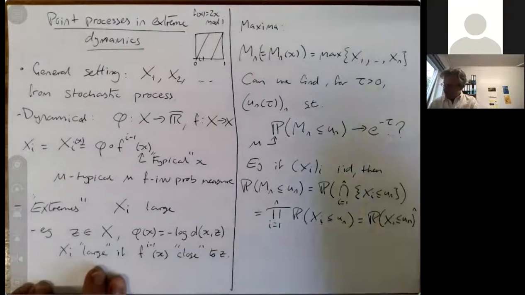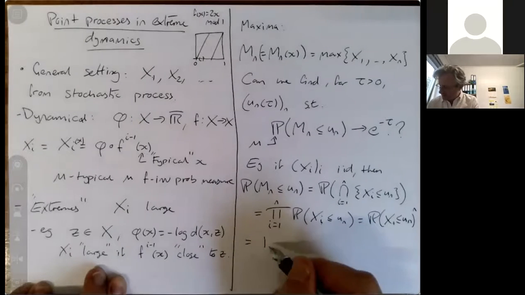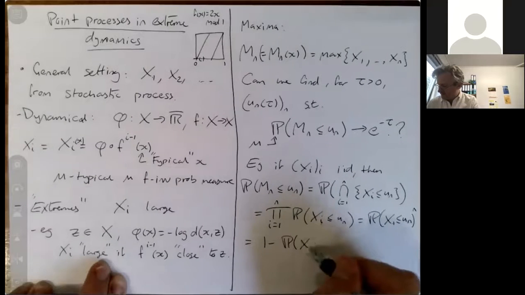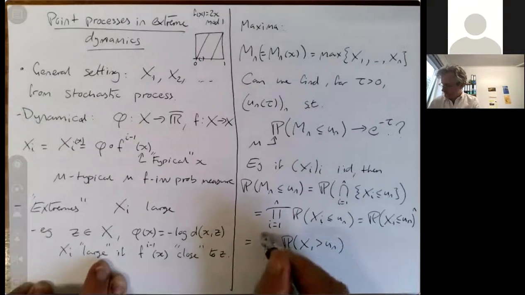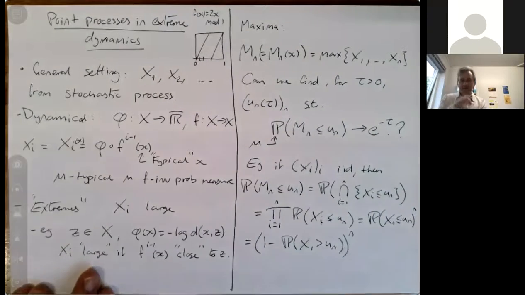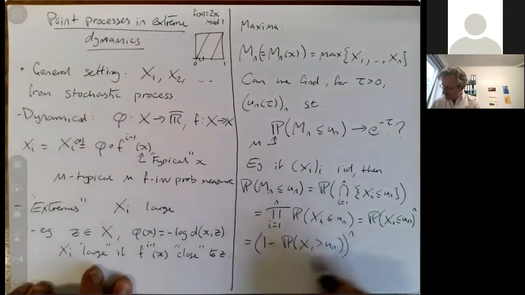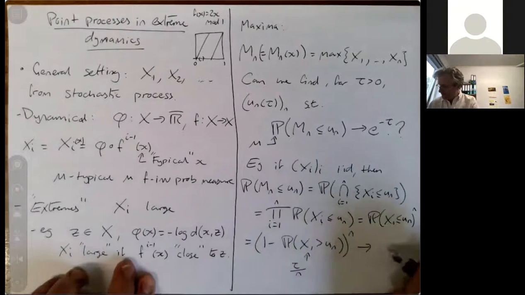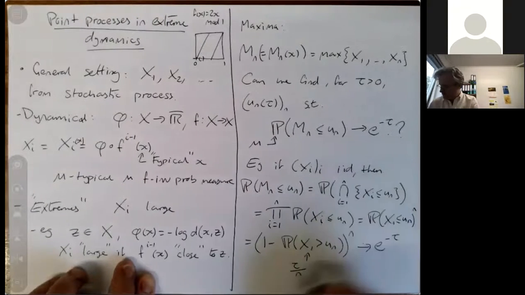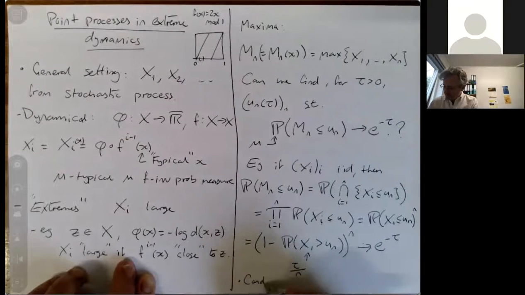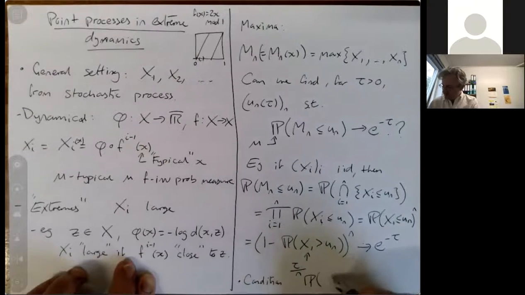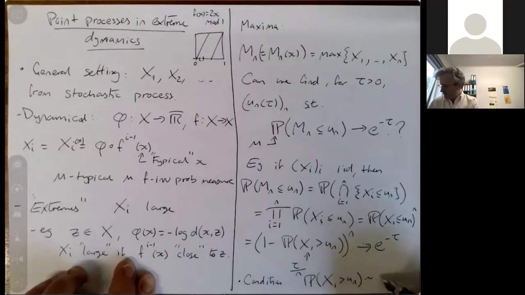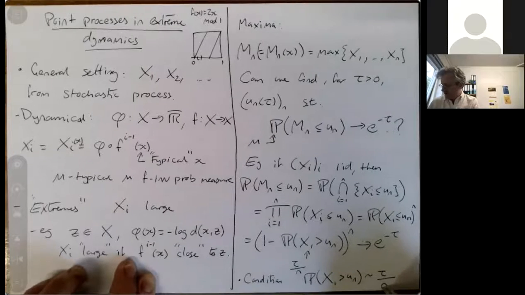Now I want that to converge to an exponential thing. So the trick is I rewrite this as 1 minus the probability x1 is greater than un, to the power n. And then if you've dealt with exponential things, you know that I need to replace this with tau over n. So if I can make this tau over n, then this converges to e to the minus tau. Okay, so what I want is the condition that the probability that x, let's say x1, is greater than un, I want this to be asymptotically tau over n.